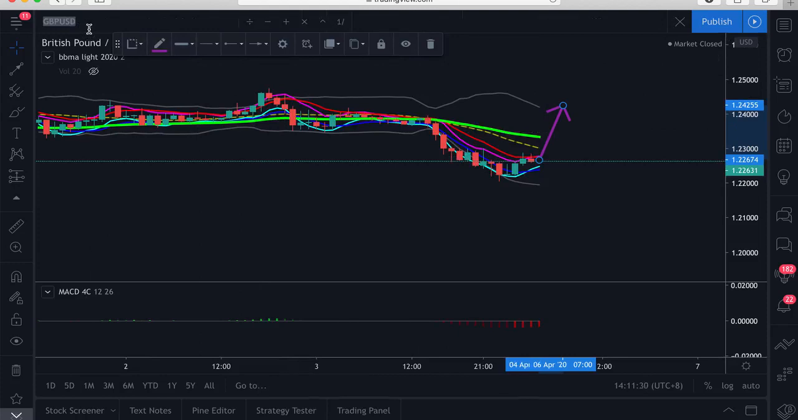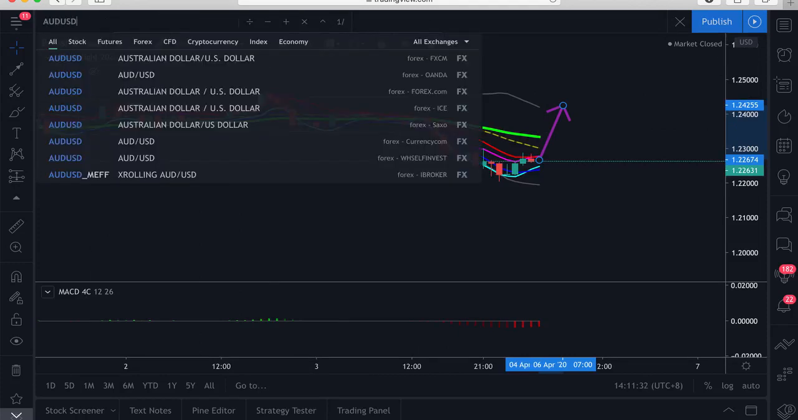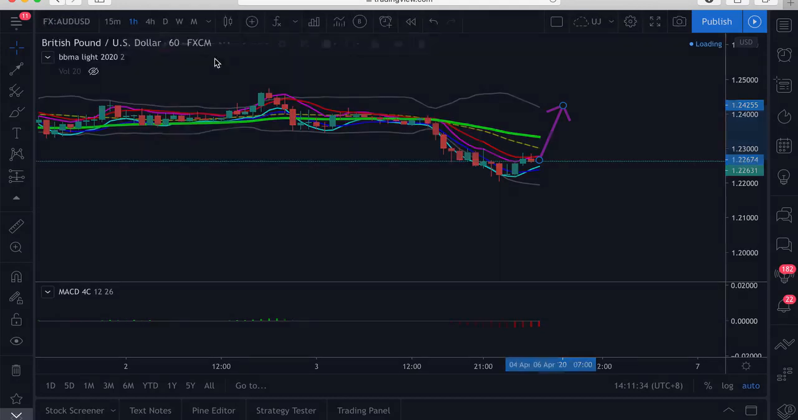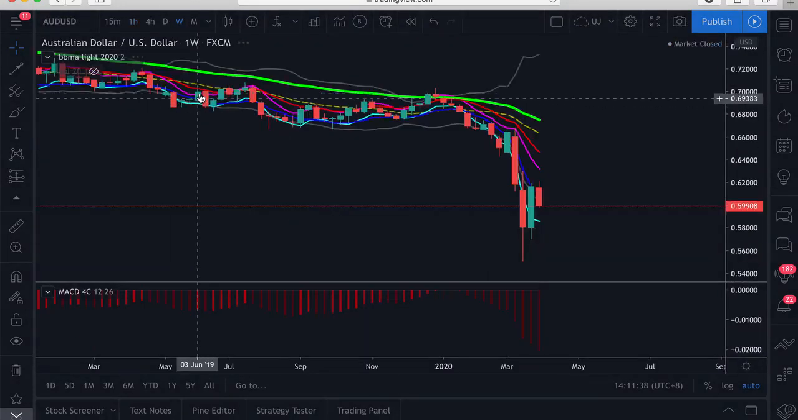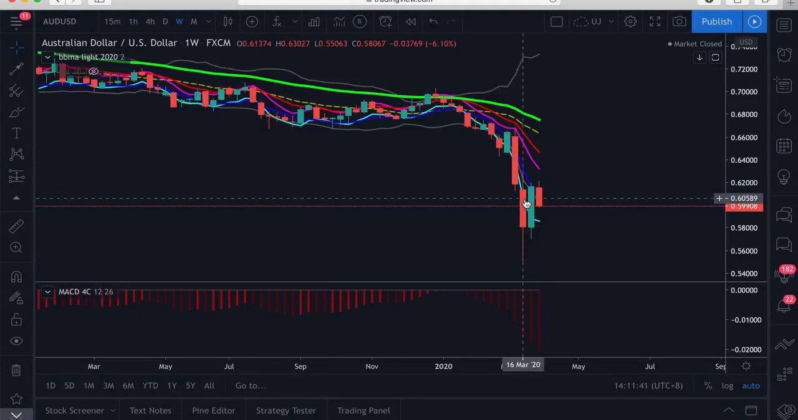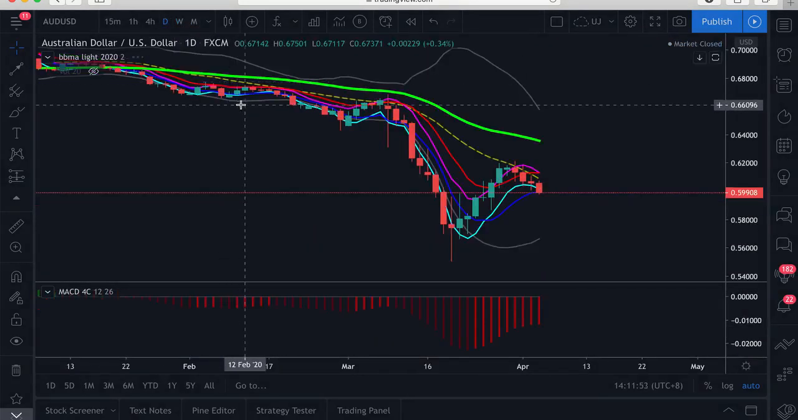Next pair, AUD USD. AUD USD on weekly is a re-entry buy. This is a buy zone on weekly. In fact, this is an extreme buy. This is a reverse candle for this extreme. And then on D1, we can see a re-entry buy. The price is currently at an entry buy.